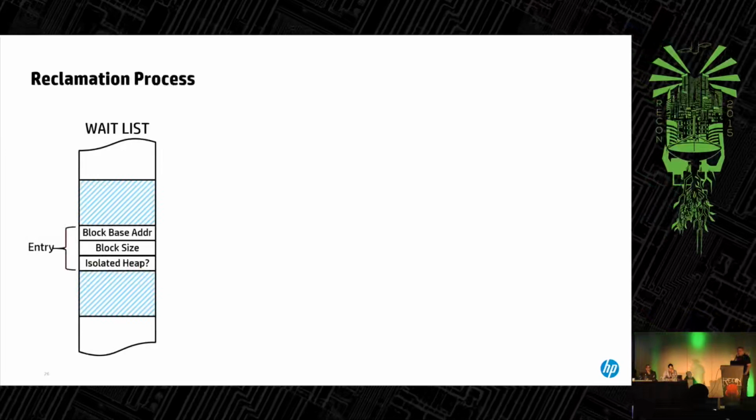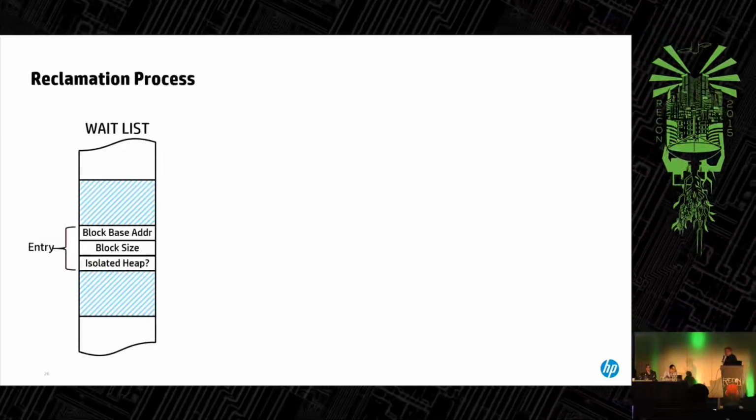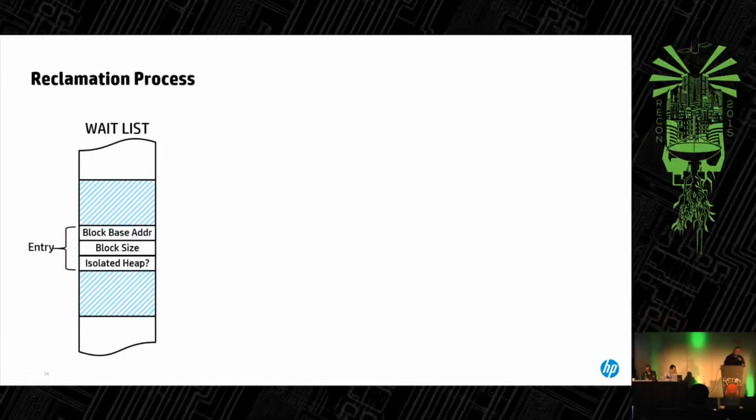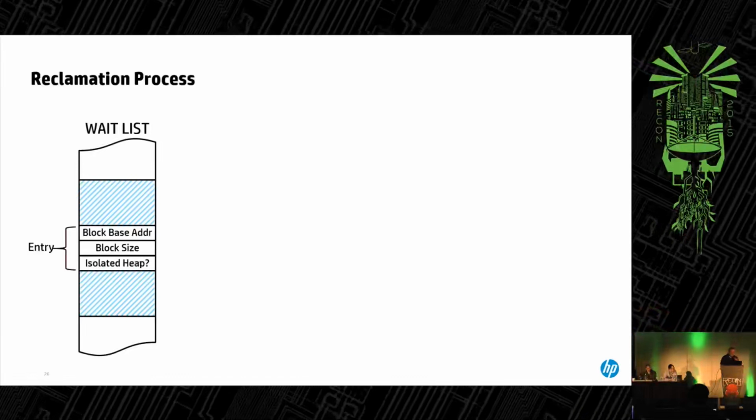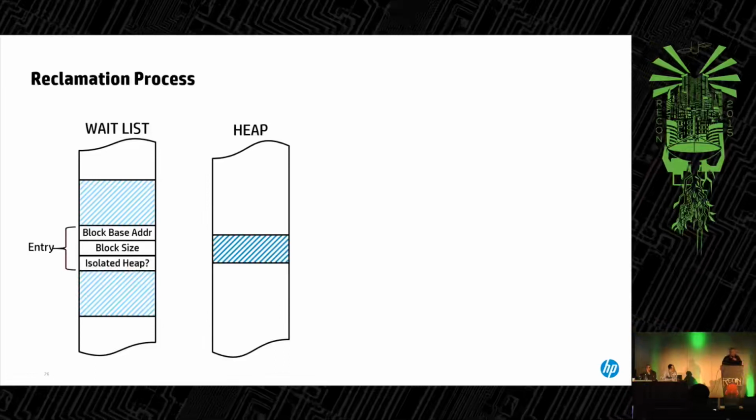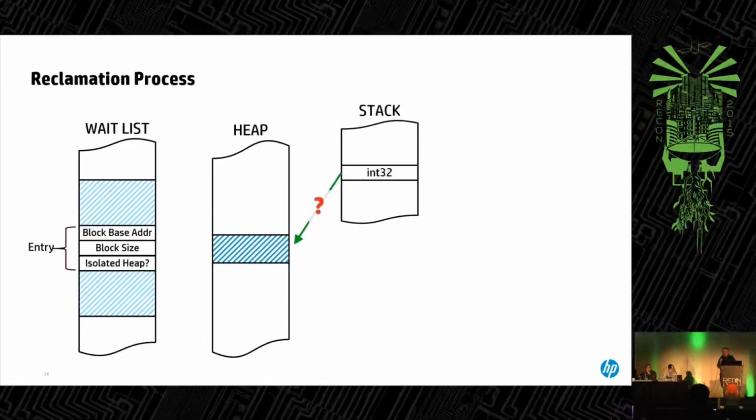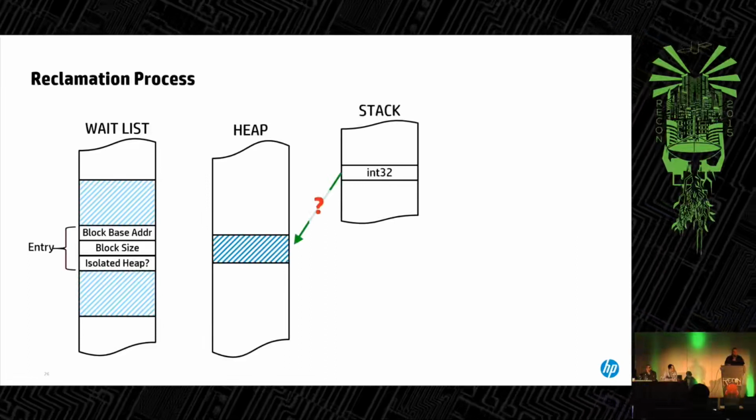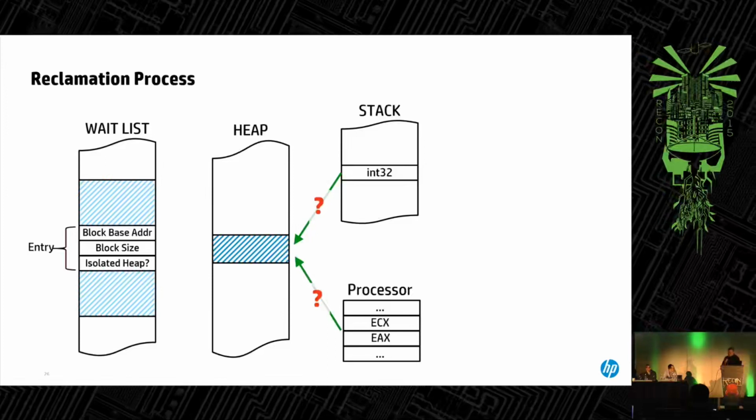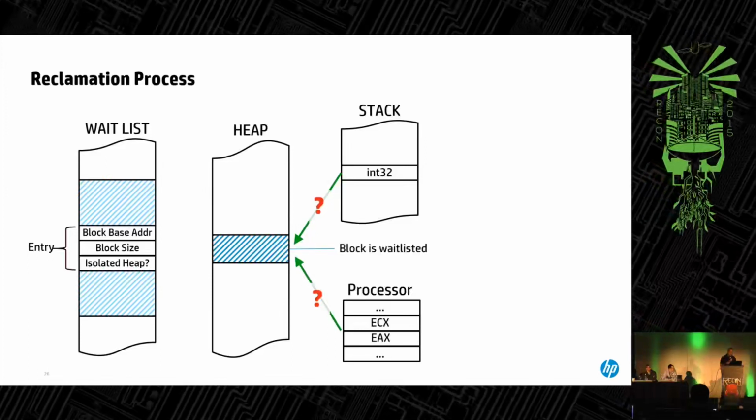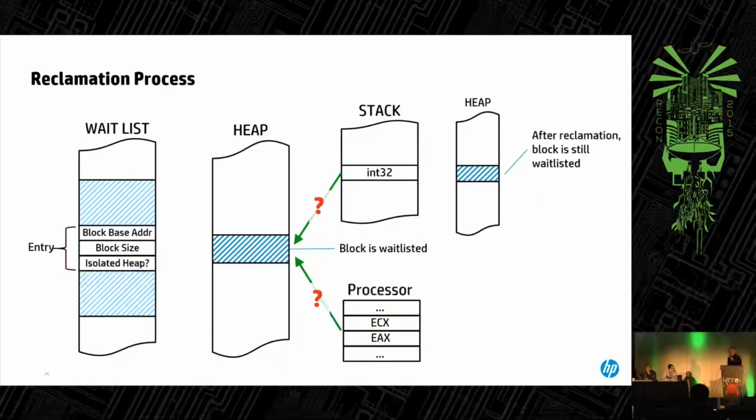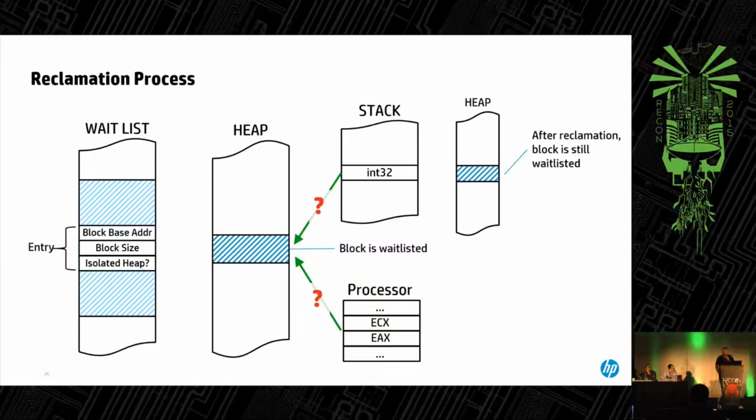So what exactly is the reclamation process? Well, there's that wait list which contains an entry for every block that has been requested to be deallocated. In that entry, you've got the block's base address, the block size, and a flag that determines whether it's on the isolated heap or the process heap. It will iterate through those entries on the wait list and check to see if there are any references to that object on the stack. It will check to see if there are any references to that object in the processor registers. And if there are, then the block continues to be waitlisted. So after the reclamation sweep, the block will still be there, still be zeroed out, still be allocated, and can't be used by the attacker.